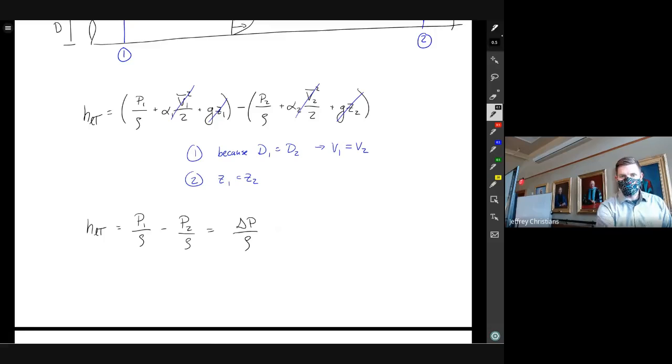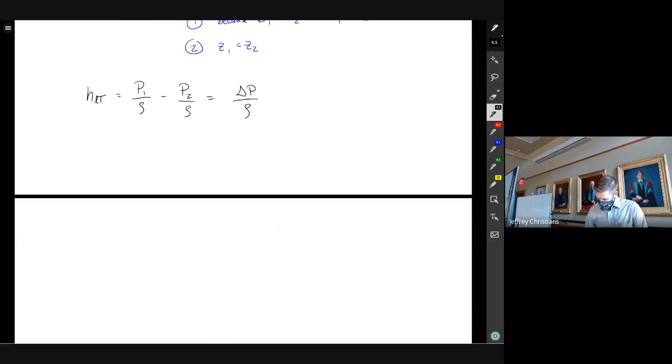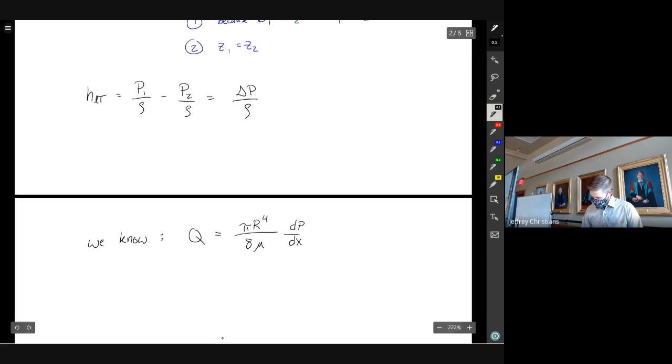Okay, so how do we figure out what delta P looks like? Well, we can do that exactly. We've actually done that before. So let's just pretend to look up equations that we've already figured out. Because you all have done it before, we know that the flow rate in laminar flow in a pipe is equal to pi r to the 4th over 8 mu times dP/dx. You remember getting an equation like this in the homework?